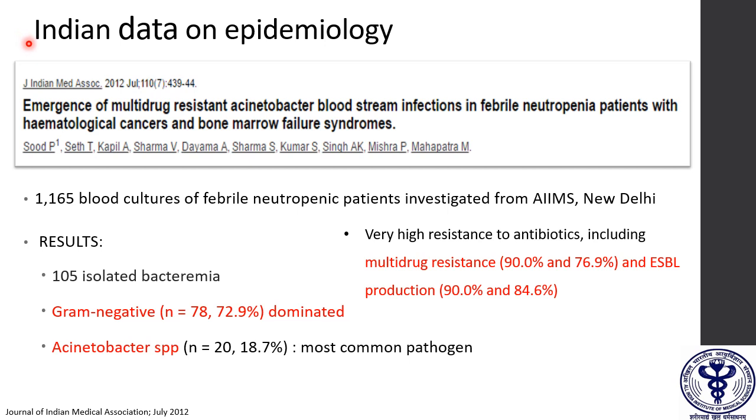The Indian data, however, is a bit different. This is a paper by our own institute. This has reported that gram-negatives were dominant. It was seen in around 73% of cases, with Acinetobacter being the most common offending organism, and it also reported a very high resistance to antibiotics.